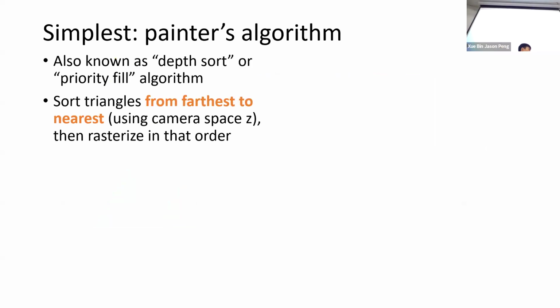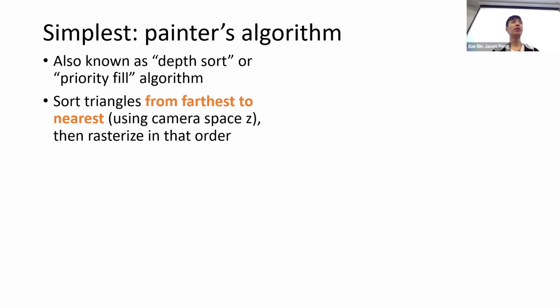So a simple method that might come to mind for how to order the triangles that we are rasterizing would be a simple method called the painter's algorithm. The idea with the painter's algorithm is that we are going to take all the triangles in our scene and sort them based on depth, based on the distance to the camera. So we are going to sort all the triangles starting from triangles that are furthest away to triangles that are nearest to the camera.